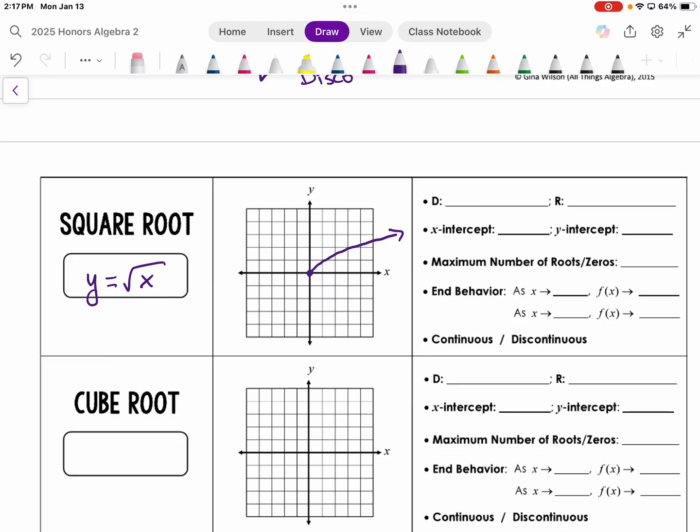Now we have to be careful on the domain. Because what are we not allowed to take the square root of? What type of numbers? Negatives. So here for my domain, I would start with 0, because that's where I see the first dot. You can take the square root of 0. It's 0. And then I go to positive infinity. If you want to write in inequality notation, x is greater than or equal to 0, that's a fine way to represent it as well. That one's good too.